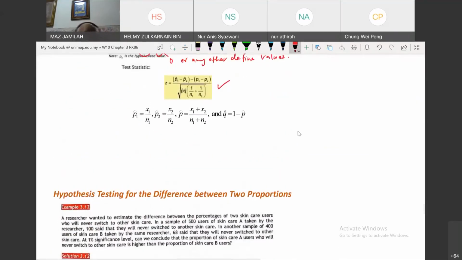P1 hat, P2 hat. I think at this point it will be no problem. It's just that for the last part we will be finding the overall proportion. For the overall proportion, you add x1 and x2 divided by the sample size from both samples. That's it.